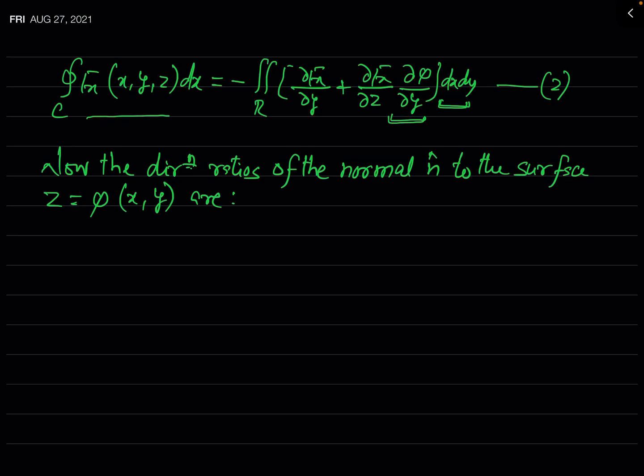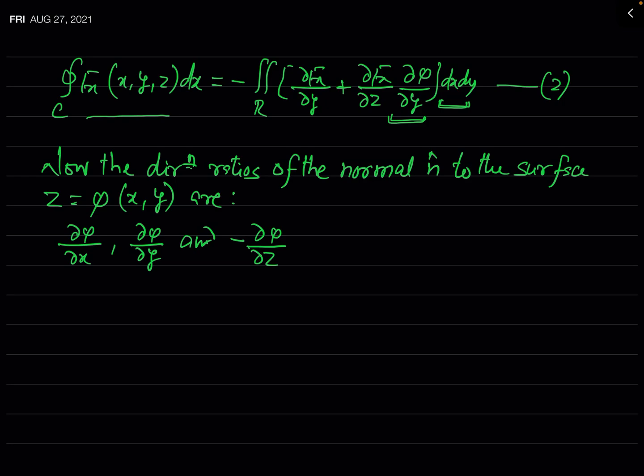In fact, the direction ratio of this unit normal vector, which is normal to this surface z equal to phi of xy, according to this definition, you can say this direction ratio will be equal to, first of all, del phi by del x, del phi by del y, and this will be minus del phi by del z.